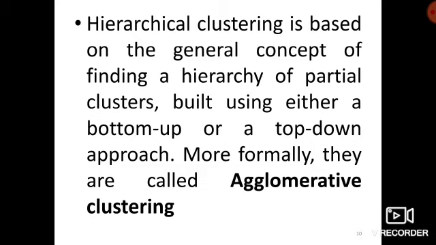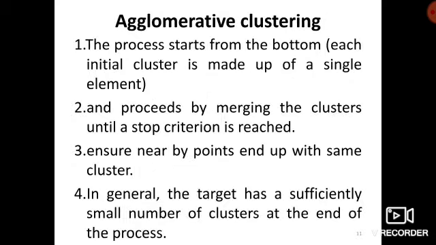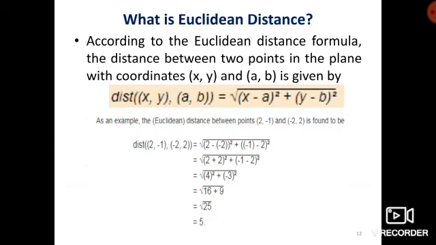More formally, this is called agglomerative clustering. In agglomerative clustering, the process starts from the bottom. Each initial cluster is made up of a single element, and the process continues by merging two clusters until the stop criterion is reached, ensuring the nearby points end up in the same clusters. In general, the target is a sufficiently small number of clusters at the end.